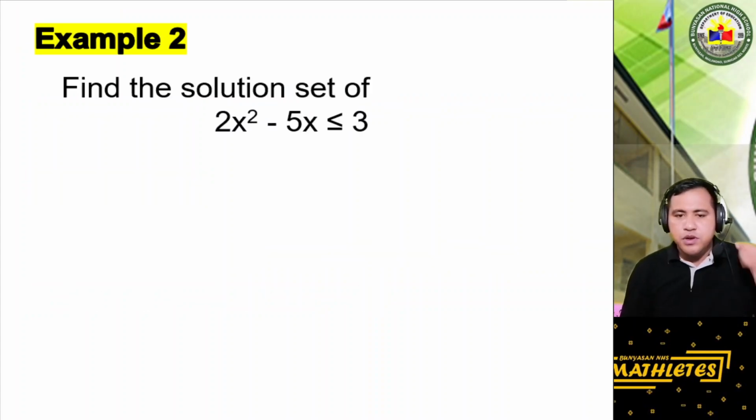Okay, for example number 2. Find the solution set of the quadratic inequality 2x squared minus 5x is less than or equal to 3.